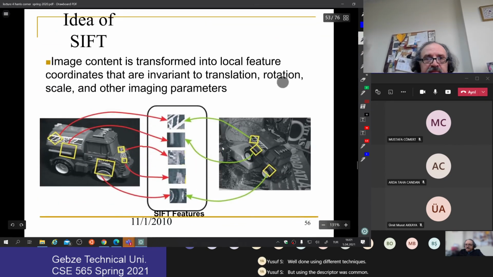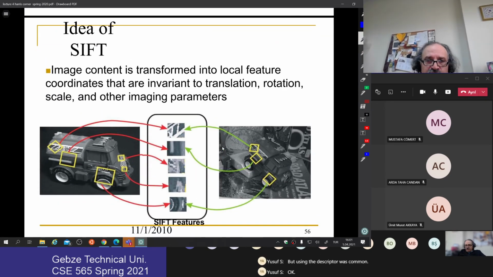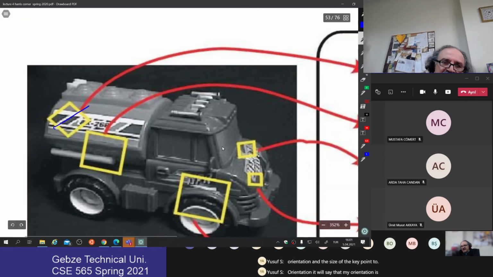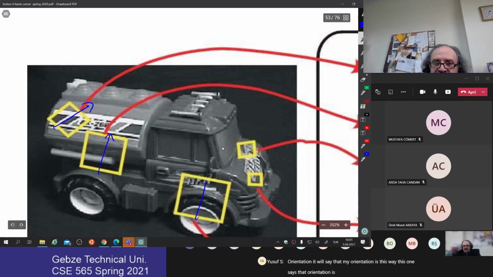Okay, so remember this picture that I showed you before? It was from the SIFT paper or SIFT tutorial. SIFT is going to give you the key points. Also, it will give you the orientation and the size of the key point too. It will say that my orientation is this way. This one says that orientation is this way, this way, this way, this way. Also, they will specify the sizes of the key points.